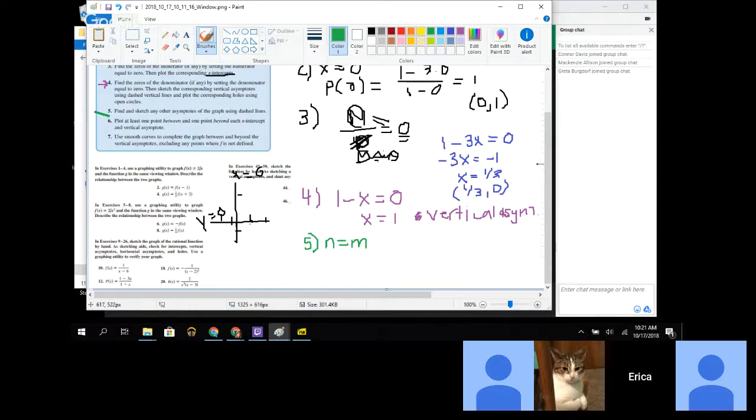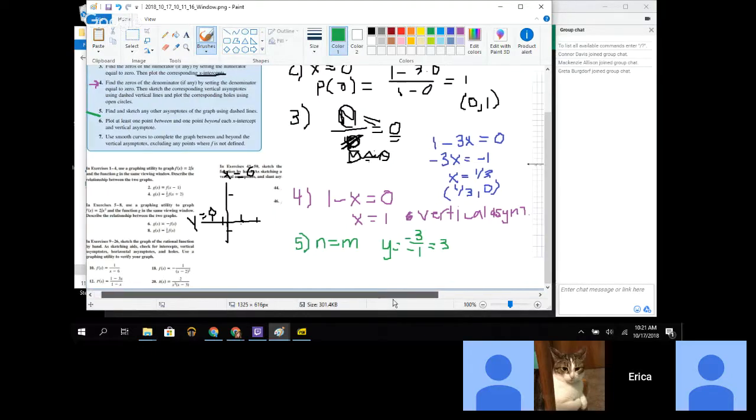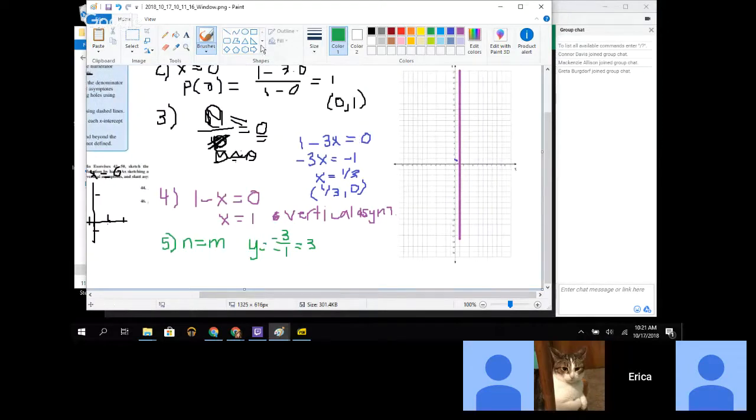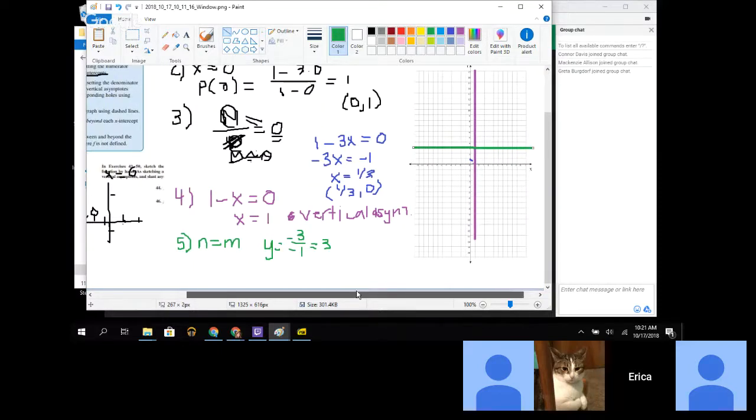Again, you could refer back to the page before that, right? So that means that y equals -3 over -1, or y equals 3 is going to be my horizontal asymptote. All right, so let me draw that. My young eyes can't see this. My old eyes, 1, 2, 3. Okay. I think this horizontal asymptote right there. Okay. So far, so good, right?